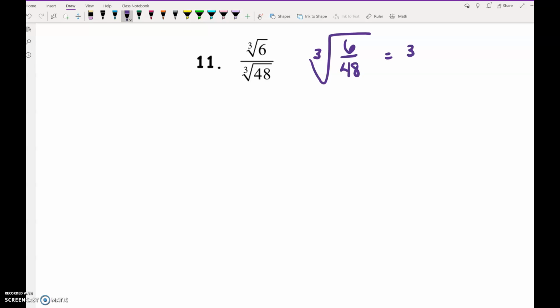And you can either simplify this fraction in your head, or you can use your handy-dandy fraction features on your calculator. 6/48 simplifies to the fraction 1/8.